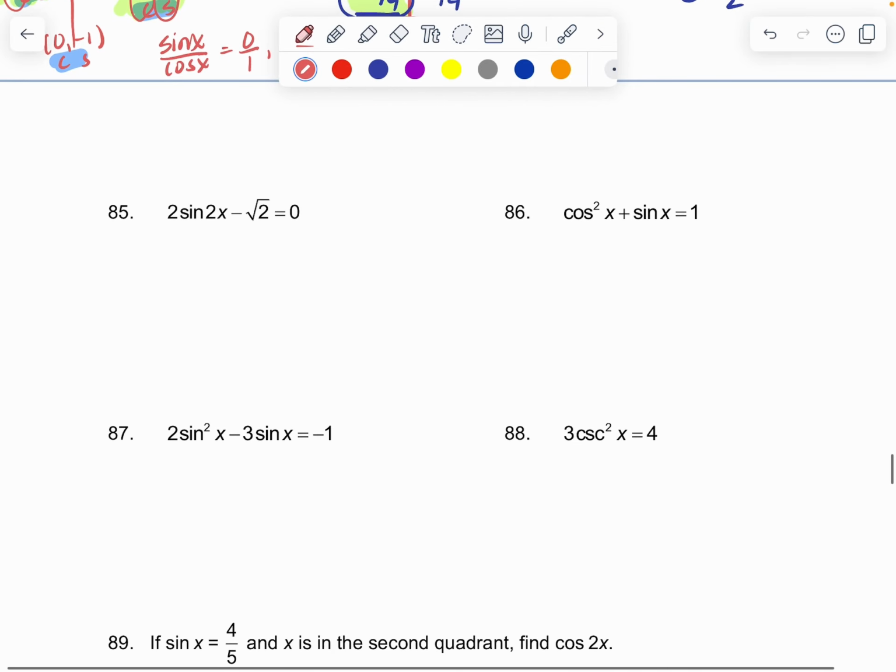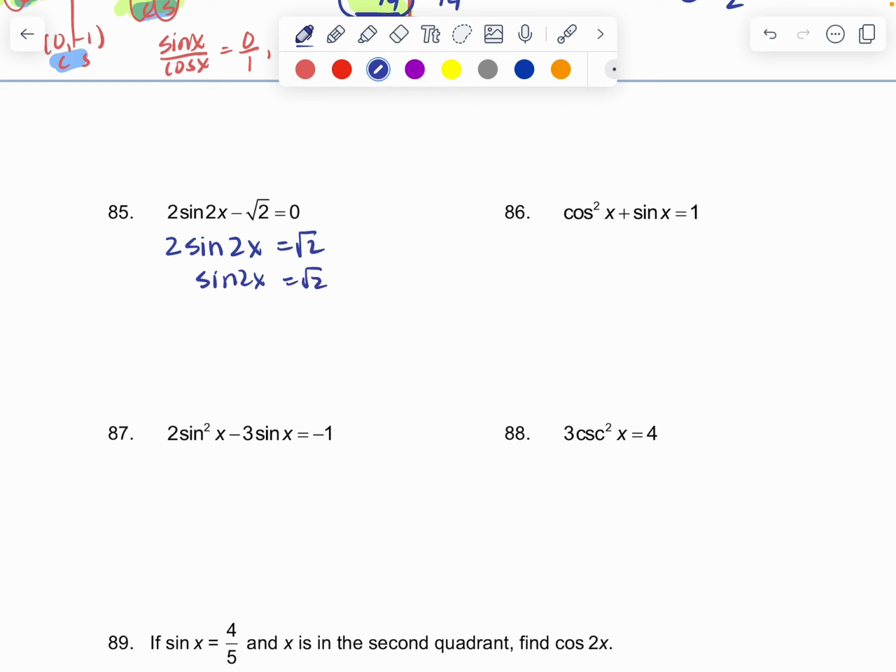So this one, again, I can't factor on the left, so let's try to get that sine x all by itself. So let's add radical 2 to both sides. So you get 2 sine 2x equals the square root of 2. Then let's divide both sides by 2. So I'm going to get sine of 2x equals radical 2 over 2.